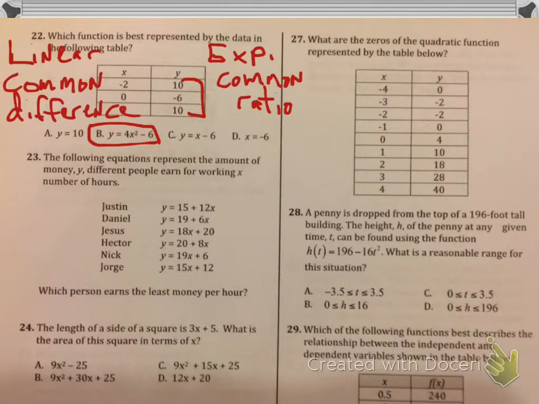Okay, so let's see what's the next thing. The following equations represent the amount of money different people earn working. Who earns the least money per hour? Okay, when you see that word per, that's usually talking about a slope. So what is our slope? Slope is the number in front of the x. So if you look, numbers in front of the x, 12, 6, 18, 8, 19, 15, least number, Daniel. Daniel makes the least. Poor Daniel. Okay, so he makes the least per hour.